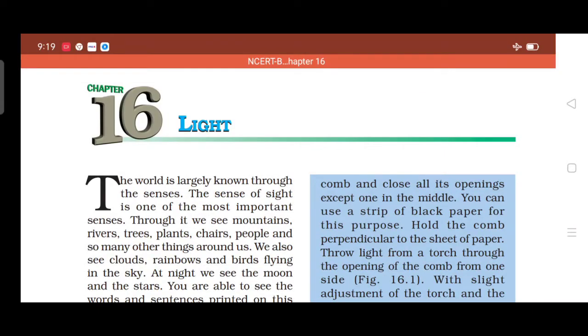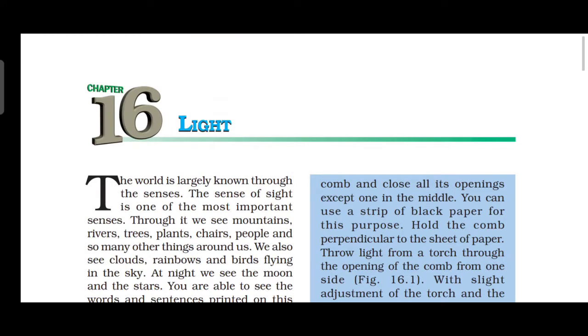Good morning, students. Today we are going to study the topic light, chapter 16, page number 199. Okay, do you all know about light?